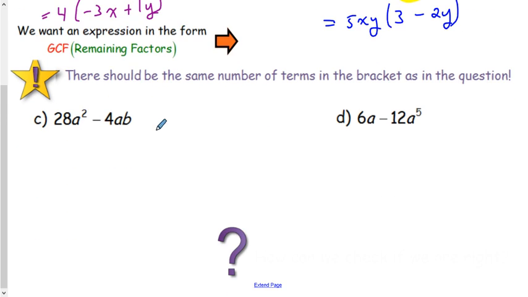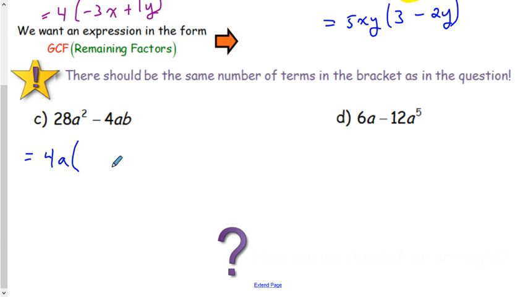Okay, so here we go. Let's have a look at C. What's our greatest common factor for 28 and 4? Well, it's always a good idea to have a look at what the smallest number is. The smallest number is 4. So you can say, okay, well, I know 4 is divisible by itself. Is 28 also divisible by 4? Yeah, sure is. 7 times 4. So I'll put a 4 out front. Do they both have an A? Yeah, they both have at least one. Do they both have a B? No. So I can't factor out the B.